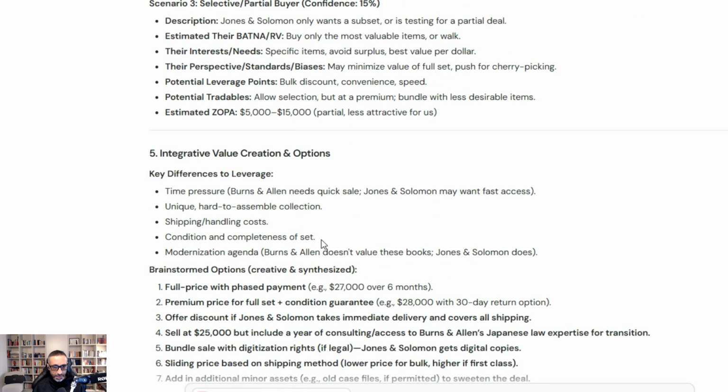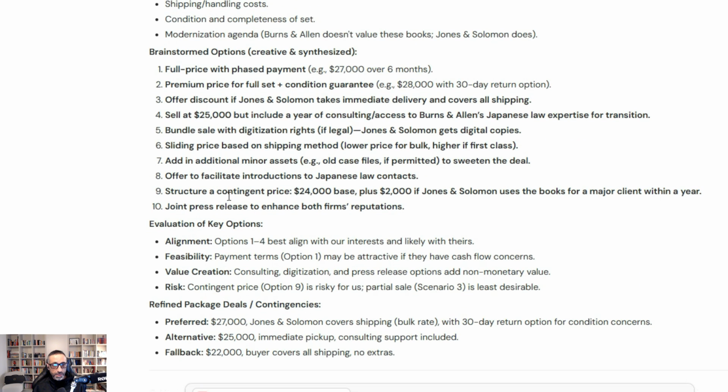And then we have integrative value creation and options, leveraging key differences, for example, time pressure, hard-to-assemble collection, shipping and handling costs, condition, completeness of set, modernization agenda. So we have some options: full price with phased payment, premium price for full set plus condition guarantee. There is a 30-day return option, offer discount if the buyer takes immediate delivery and covers all shipping. Sell at 25,000 but include a year of consulting, access to Burns and Allen's Japanese law expertise for transition. Very interesting. Bundle sale with digitalization rights.